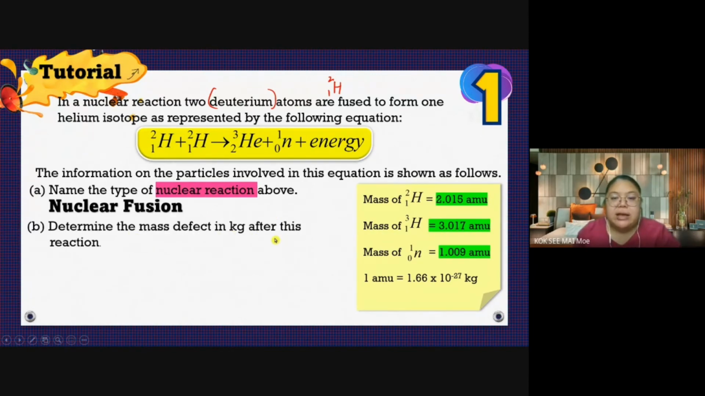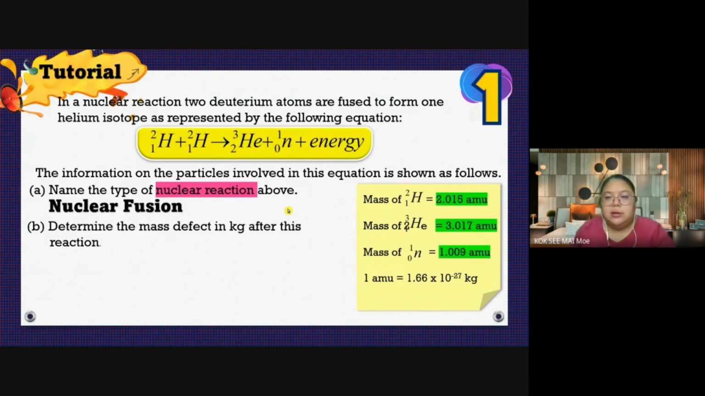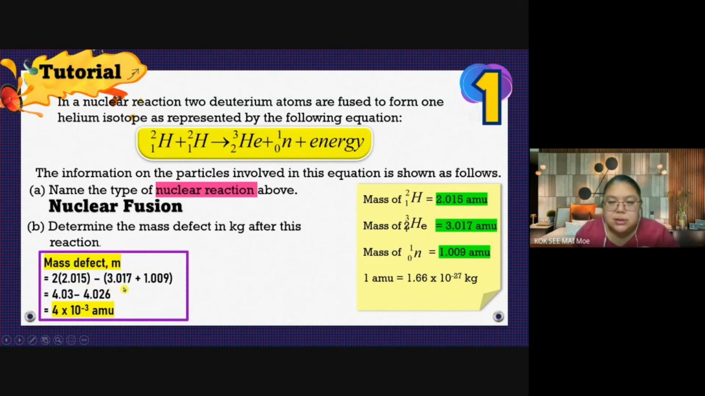Number 2: determine the mass defect in kilograms after this reaction. So you need to find the mass defect for this process. You times 2 for the deuterium, since there are 2, and then you minus this one. So the answer is 2 times 2.015, then minus 3.017 plus 1 neutron. After that I get the answer 4 times 10 power negative 3 AMU.